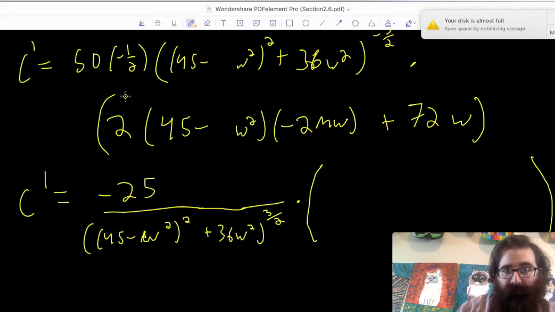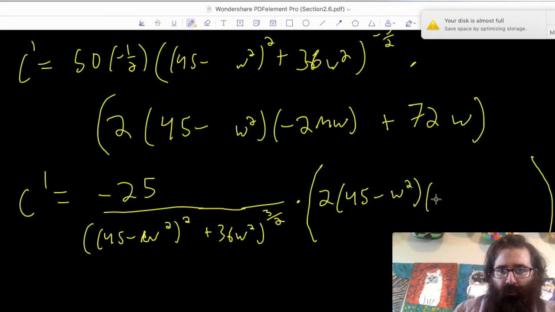And then this negative 25, stuff to the negative 3/2 now, divided by stuff to the 3/2. Inner derivative is what we're here for. Let's get this one out of the way, and then we can talk more about this stuff.